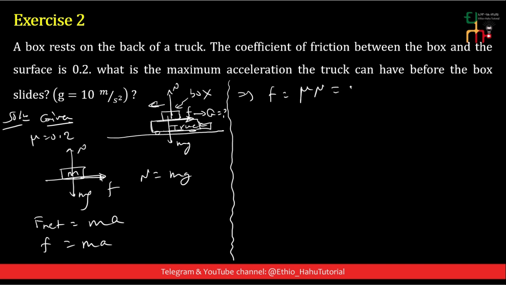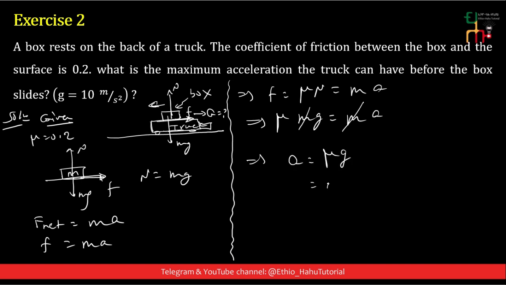This is equal to mass times acceleration. Again, this implies coefficient of friction times normal force is mass times gravity, m times g, which is equal to mass times acceleration. Here m cancels and we are left with acceleration is equal to coefficient of friction times g. Coefficient of friction is 0.2 times g is 10 meter per second square. This is equal to 2 meter per second square. This is the acceleration of the box.